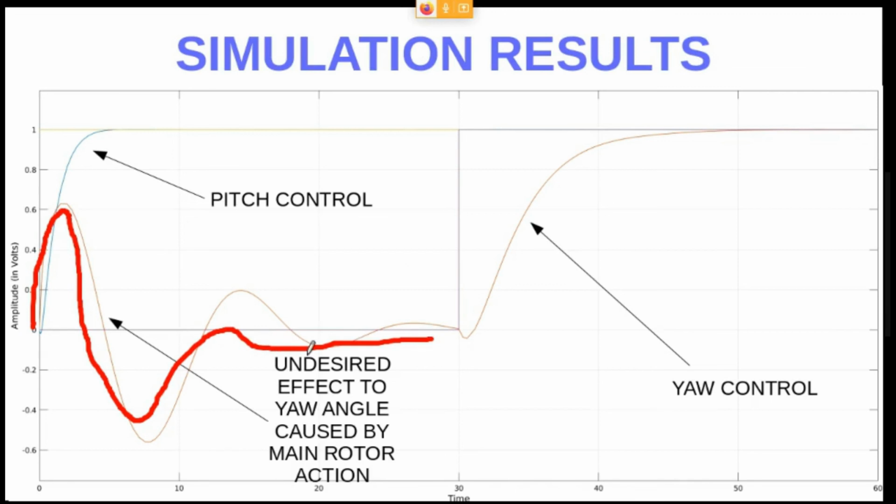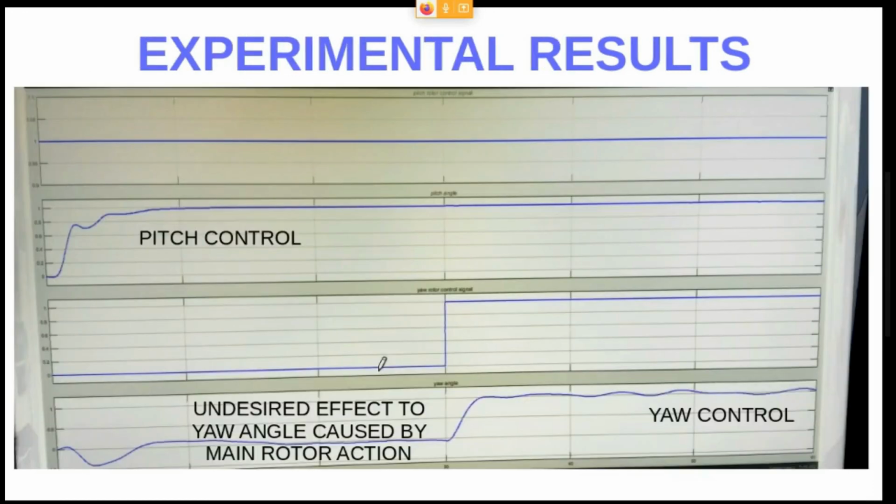So the undesired effect is now smaller than before. Remember that before it was so huge, now it's smaller. And when you apply this on the experimental aircraft, well, it's not really an aircraft, but you know, it's the TRMS, here the undesired effect is clearly diminished.